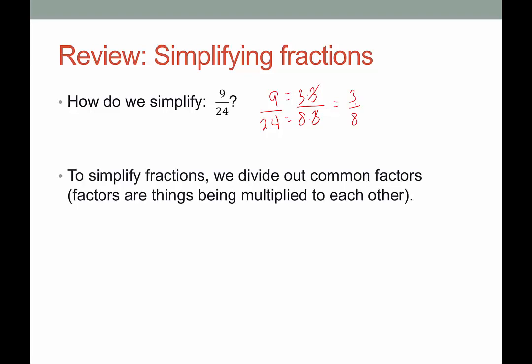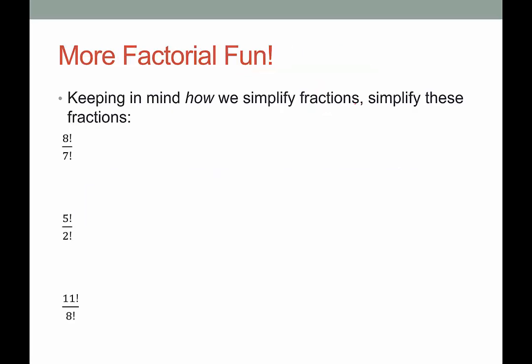So to simplify fractions, we divide out common factors. And factors are the things that are being multiplied to each other, right? So 3 times 3, the factors are 3 and 3. 8 times 3, the factors are 8 and 3. Okay, we're going to keep that in mind. Now, we're going to look at simplifying factorials. So we have these factorial fractions where the numerator and denominator are both factorials. We want to simplify these in the simplest way possible.